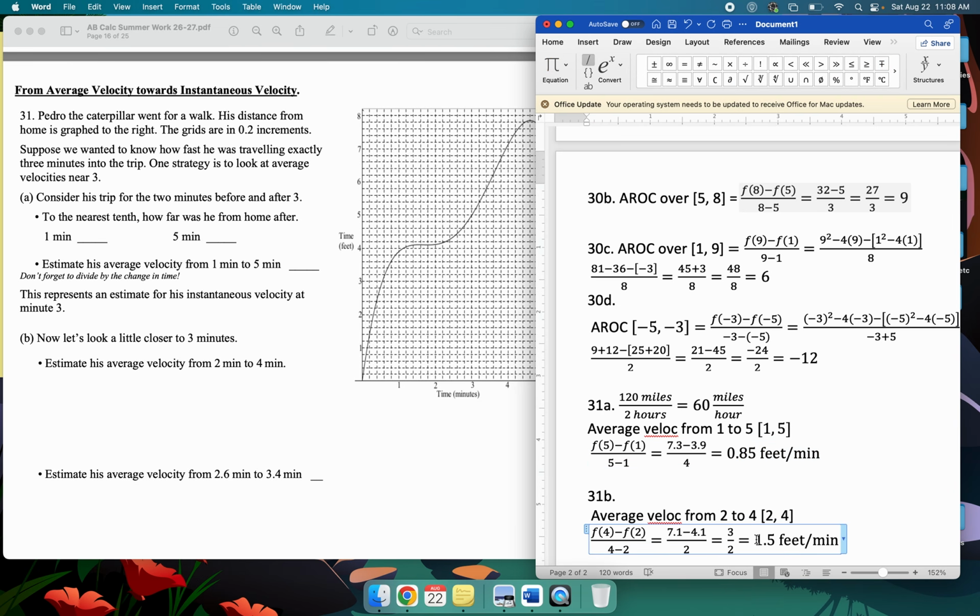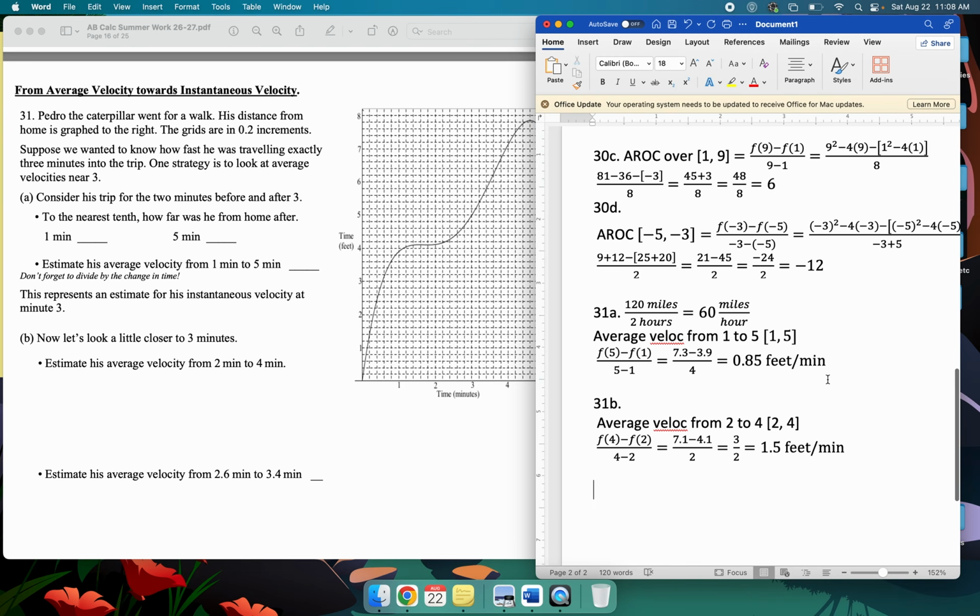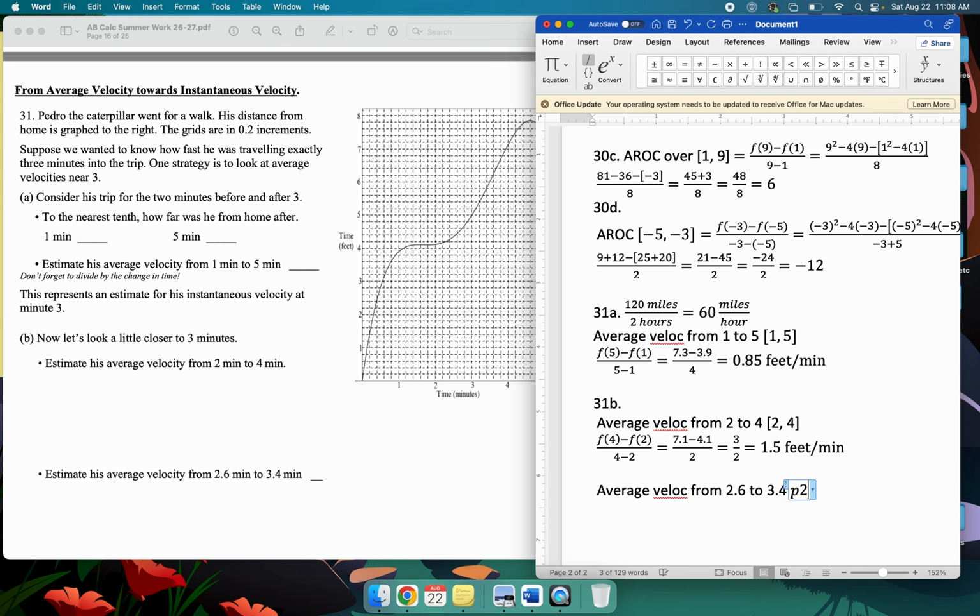But I'm telling you that this number here is a better estimate of Pedro's instantaneous velocity at time 3 than this guy is here. And if you want an even better estimate, you should consider the average velocity over an even smaller interval, which is what we're going to do next. So average velocity from 2.6 to 3.4, that's even smaller. Once again, 3 is right in the middle of that interval.